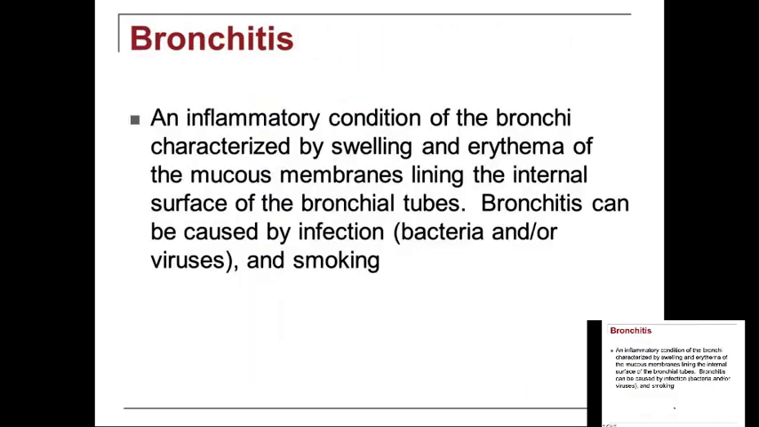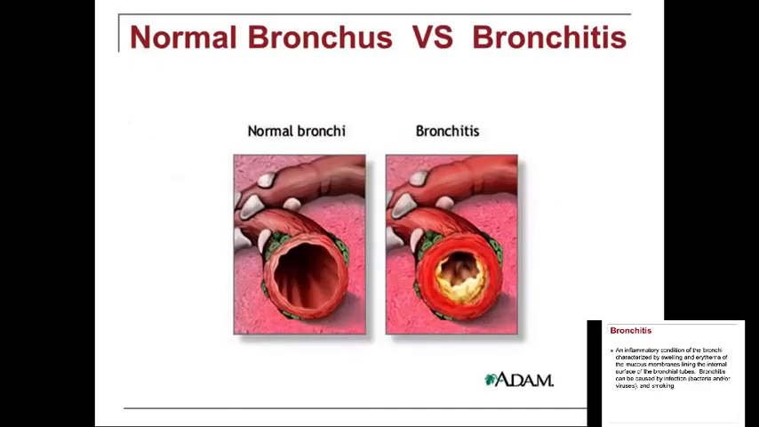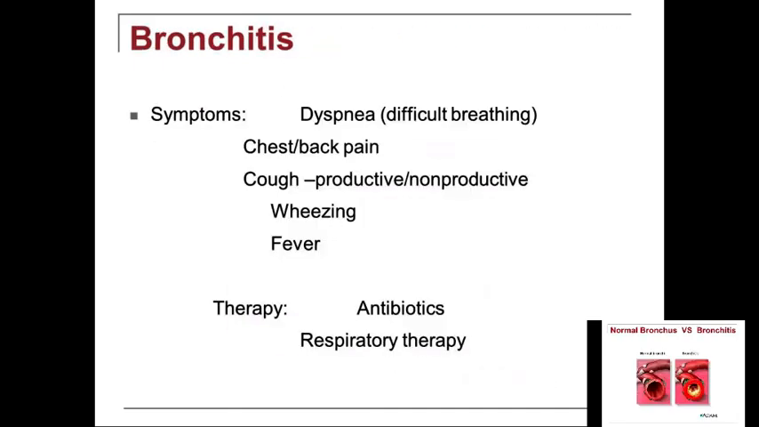So bronchitis is now an inflammatory condition of the bronchi characterized by swelling and redness or erythema of the mucous membranes that line the internal surface of the bronchial tubes. And bronchitis can be caused by bacteria or viruses and even smoking, and has the same type of symptoms as asthma. It's difficulty in breathing. You have that same presentation within the bronchi where it's inflamed there.